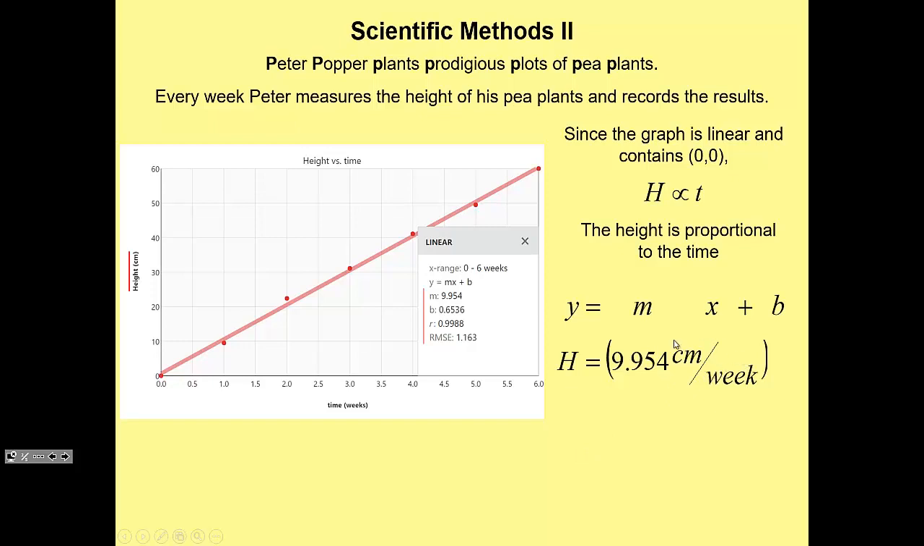So look at our units. Centimeters per week. This is what we're going to write. We're going to say for every week that goes by, what happens to the height? Well, the height of the pea plant grows by 9.954 centimeters. It's an average value. It's not that every week, but that's why we have the line of best fit. It averages out our data. For every week, the pea plant grows an average of 9.954 centimeters.